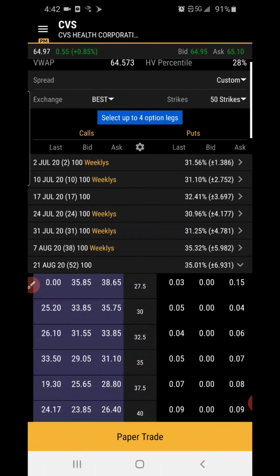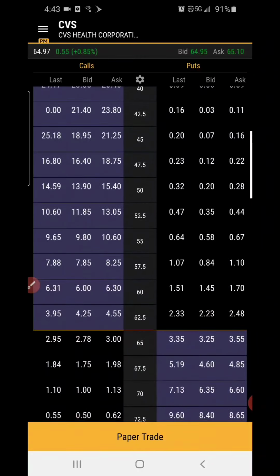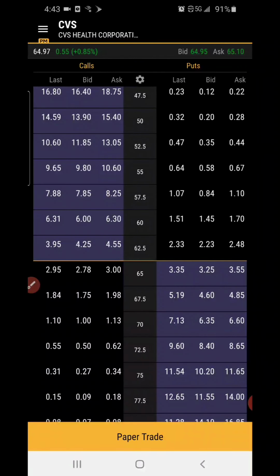I'm in the August expirations, and those options expire in 52 days. Let's say I wanted to buy the 62.50 call. What I would do with my fingers is tap the price in the ask column next to 62.50. When you're buying, you tap on the ask column. And then let's say I wanted to sell. Let's say we're going to do a $5 wide spread, so I'm going to sell the 67.50 call. I'm going to tap in the bid column on the 67.50 strike.